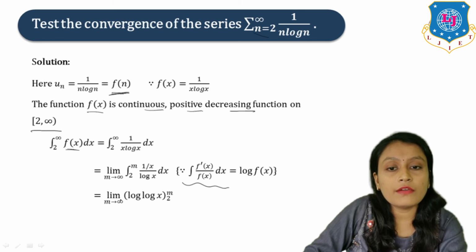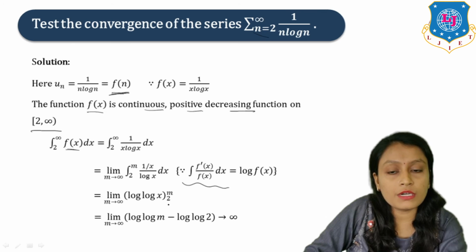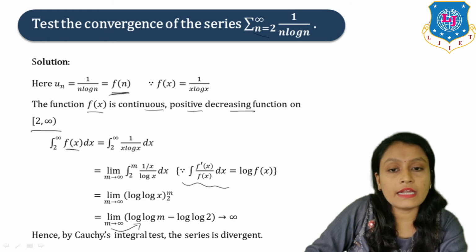Okay, now we have to apply this upper limit and lower limit. So you will get limit m tends to infinite log m minus log 2. And as you apply this limit m tends to infinite, this limit will tend to infinite. Okay, so we can say by Cauchy's integral test that the given series is divergent.